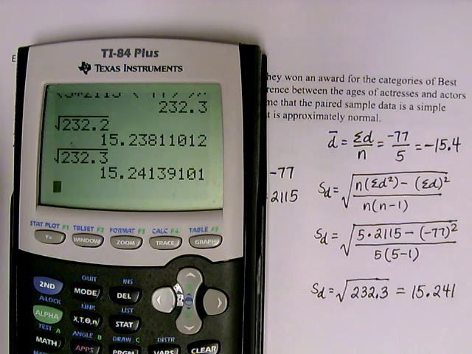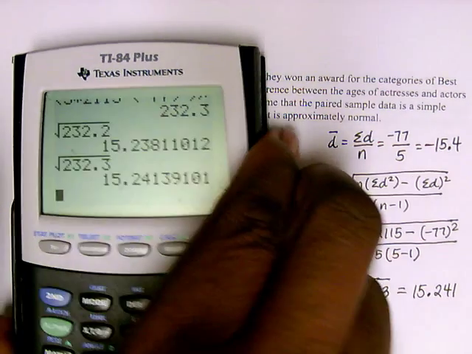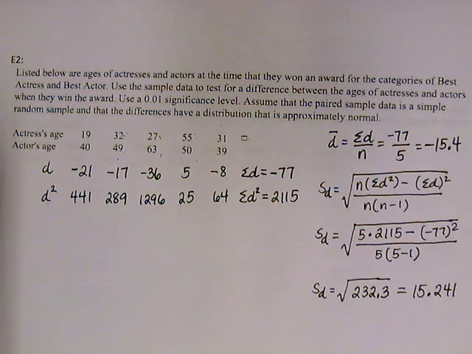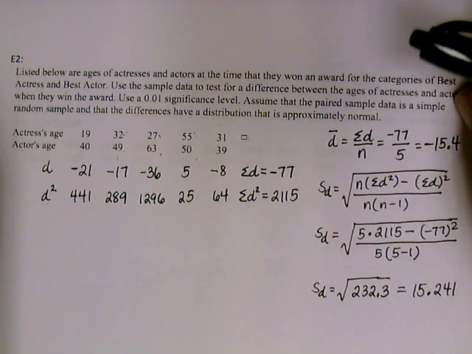So the standard deviation of the differences for that particular sample will be 15.241. So I have to find out what my preliminary information is, because I'm going to need that in order to conduct the hypothesis testing and calculate the test statistic as well.